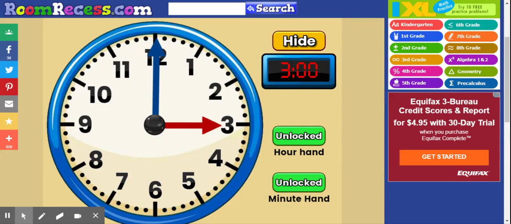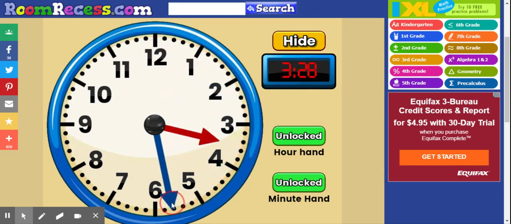Now we are going to practice reading the time on a clock. Take a look at the analog clock on the screen. The hour hand is pointing to the 3 and the minute hand is pointing to the 12. So the time is 3 o'clock. When I take this minute hand and I move it to the 6, 30 minutes has passed, half an hour. So now the time is 3:30.